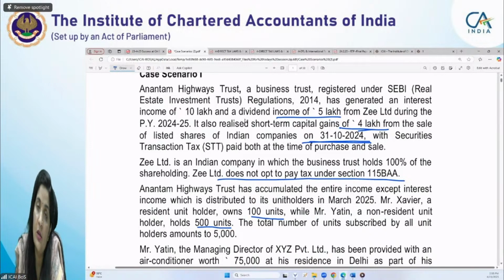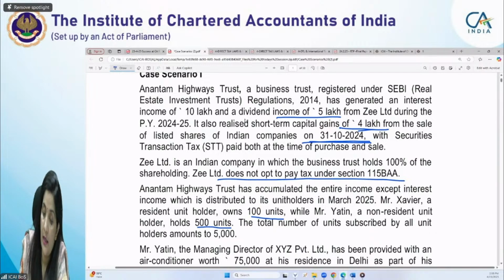What is the manner of computation? That you have to refer to section 56 to 12. And for that purpose, I have informed you that you can practice question number 16 given in the RTP of November 24, which is uploaded on your website.